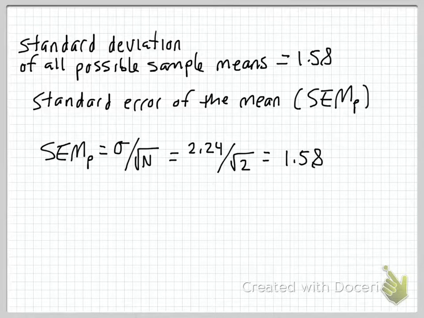Okay. So anytime you have a population of scores and you know the standard deviation of that population, you can compute the standard error of the mean by just taking that standard deviation and dividing it by the square root of n. So you don't need to go through the mechanics that you went through in the previous problem where you actually manually figured out every mean in order to do this.